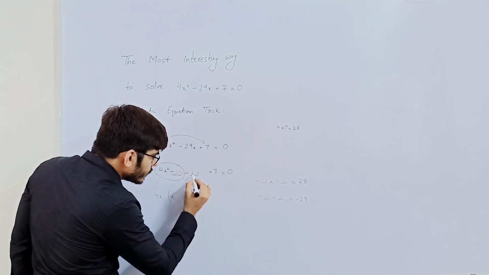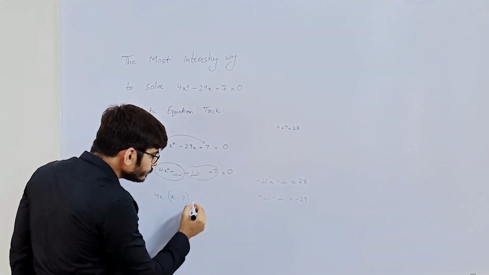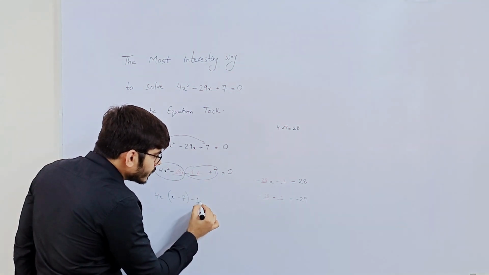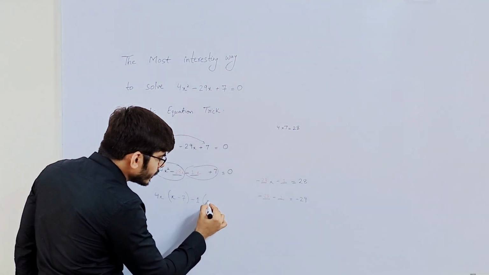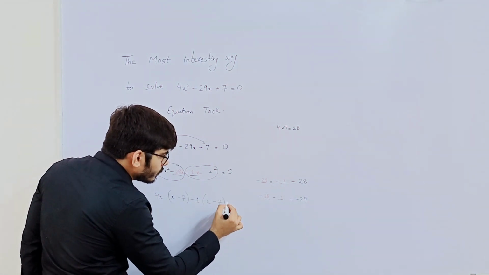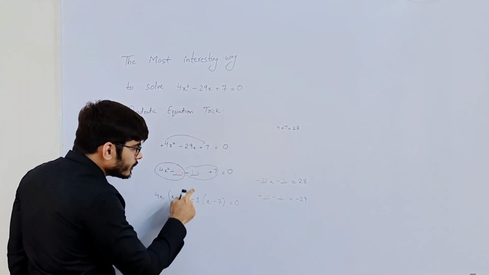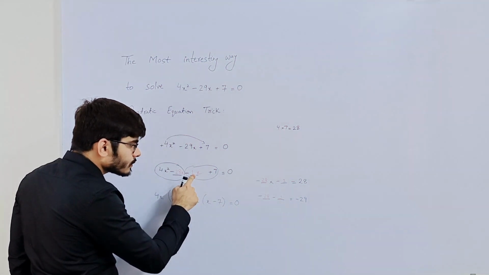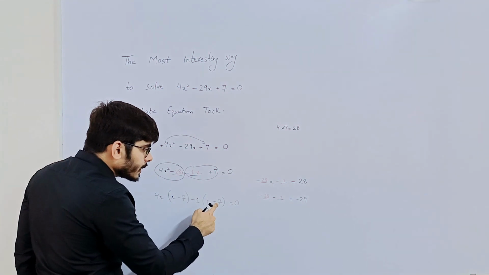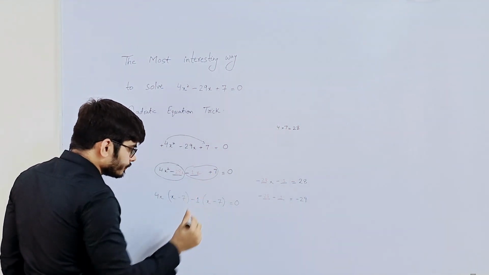Then in these two terms, minus 1 is common, and in the bracket we have to write x minus 7. You can check it. Minus 1 multiply x is minus 1x. Minus 1 multiply minus 7 is plus 7.